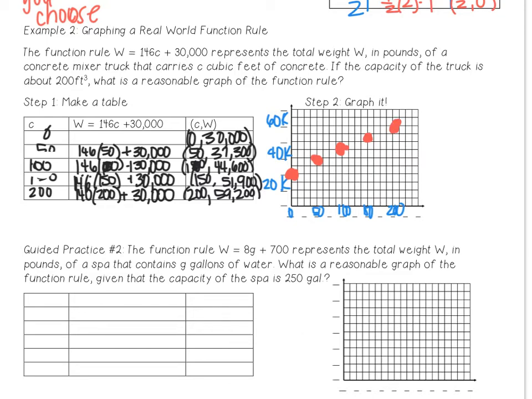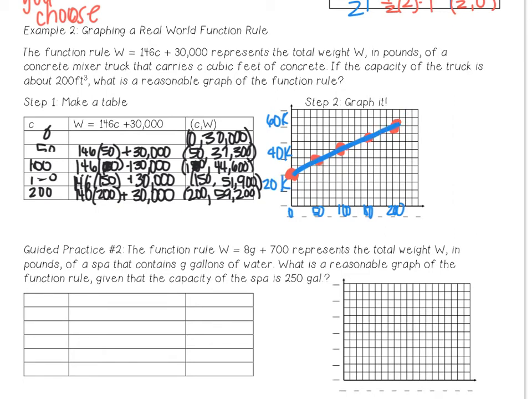Now, because I could have any weight between these weights here, I'm going to draw a line between them that shows that it's a continuous function. But then also, because I can't have more than 200 and I can't have less than 0, I'm not going to draw arrows on this line. It's going to be one of these numbers in this area, but it's going to stop at 0 and it's going to stop at 200.